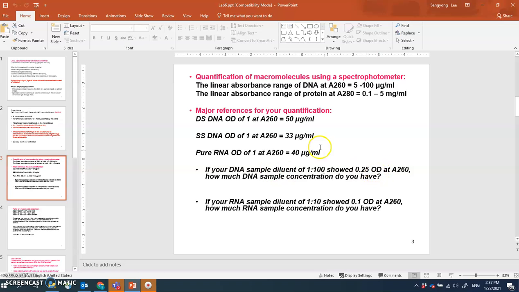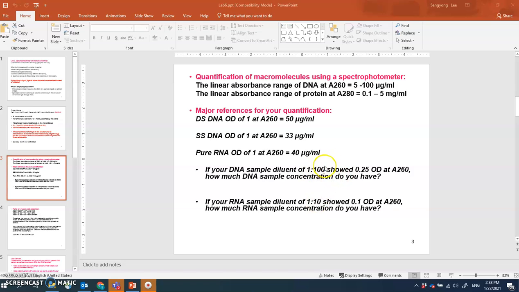Okay, you can go back here. If you have 1 OD, you have that much, 50 microgram per mil, right? What if we have 0.25 instead of 1? So that's about 1/4. So 1/4 of that is what? If we divide 50 by 4, that's going to be what? 12.5 or something like that microgram per mil. So that's that. And in this case, you have RNA sample instead of DNA, and it's diluted.